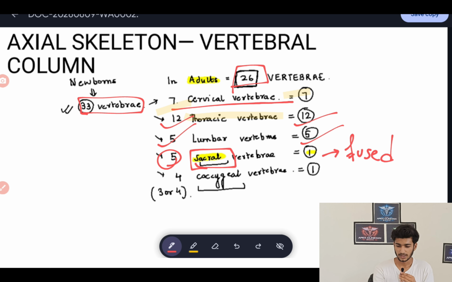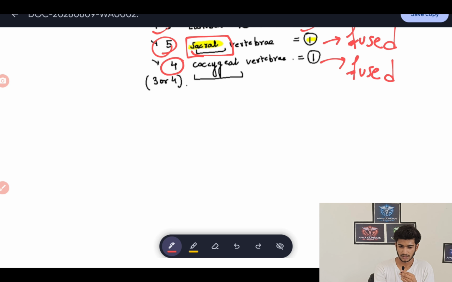Then the coccygeal vertebrae. There are four coccygeal vertebrae initially, and now only one coccygeal vertebra is there. So they got fused. This is how the vertebrae are classified: seven cervical, 12 thoracic, five lumbar, one sacral, and one coccygeal vertebra in the adult. Now we will see it with the diagram.